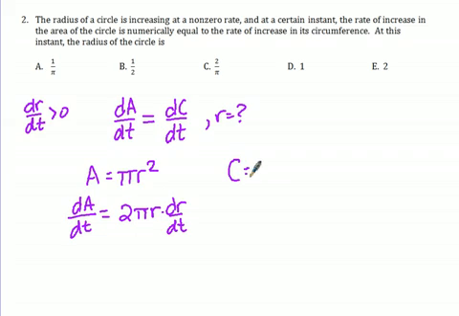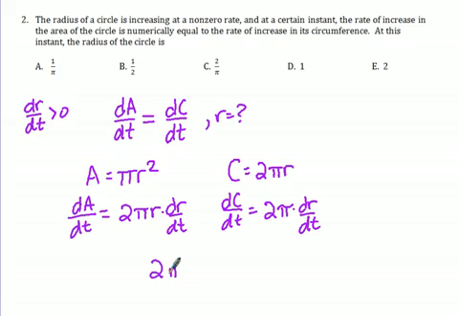I'm going to do the same thing for circumference. Circumference is equal to 2 pi r. It's also equal to pi d, but hopefully you realize we need to use the 2 pi r formula because our question here is about radius and not diameter. If I take this derivative, dC/dt is equal to the derivative of 2 pi r, which would just be 2 pi, and then of course we need to follow that up with dr/dt. So now I have these two rates, and there's some instant when they're equal to each other, so I'm going to set them equal to each other.